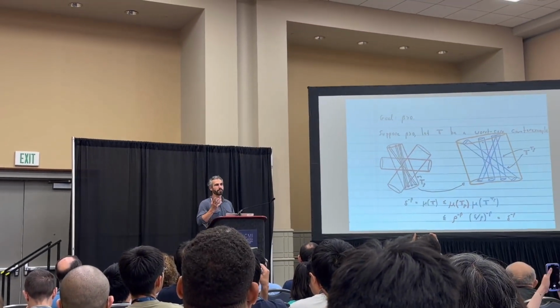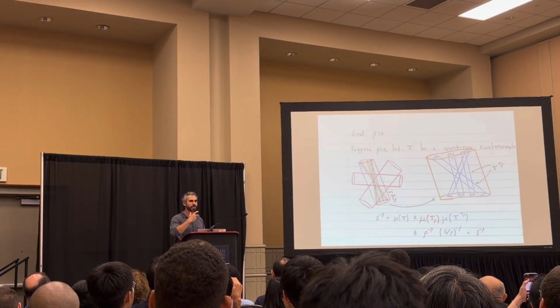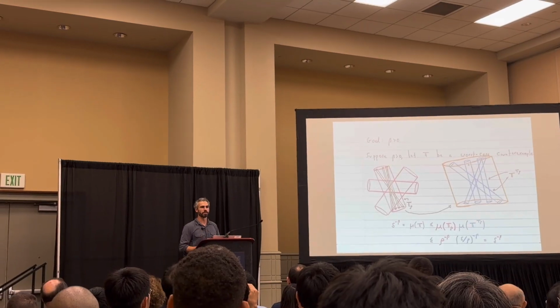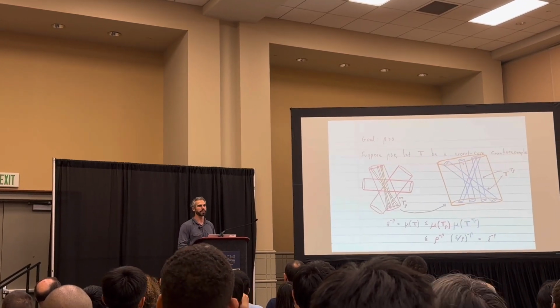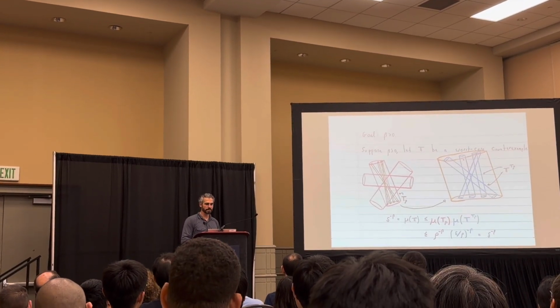So the idea is, suppose that beta is bigger than 0, i.e. there is a sticky collection of delta tubes whose union has volume much, much smaller than the sum of the volumes by some delta to a positive power beta. And I want my collection of tubes T to be a worst case counterexample. So I want to imagine that the inequality is extremized, or at least close to extremized, and I want to analyze what happens.